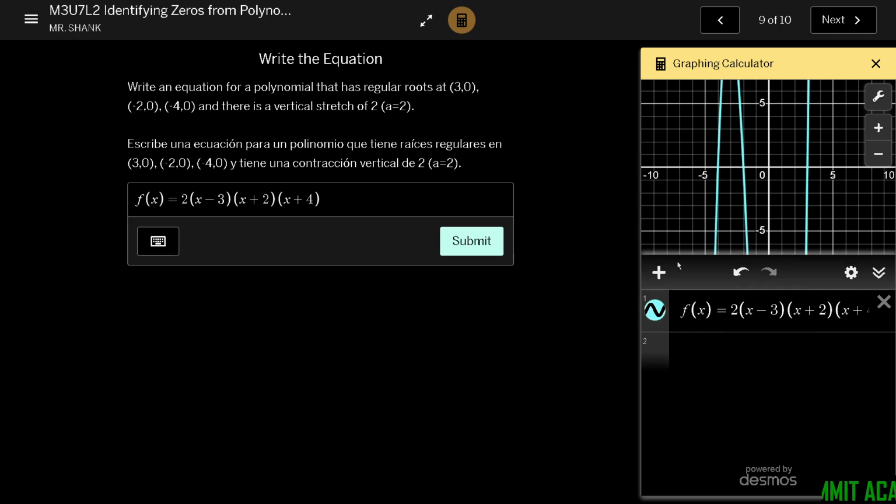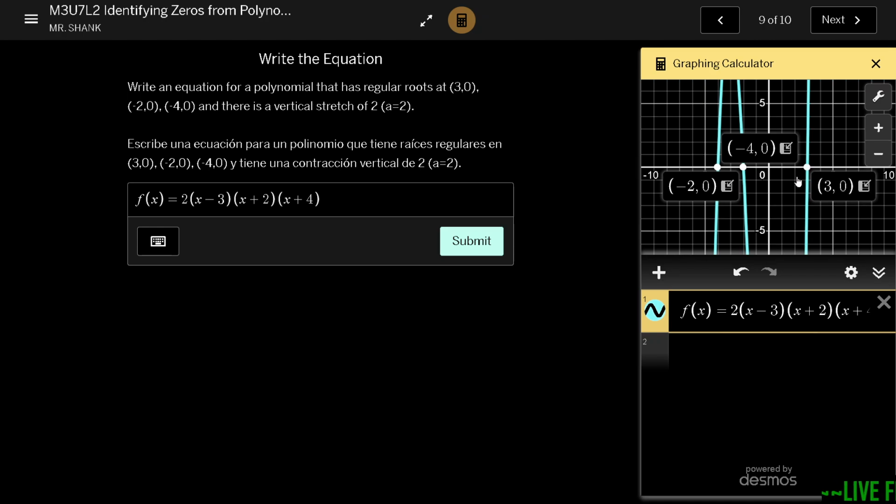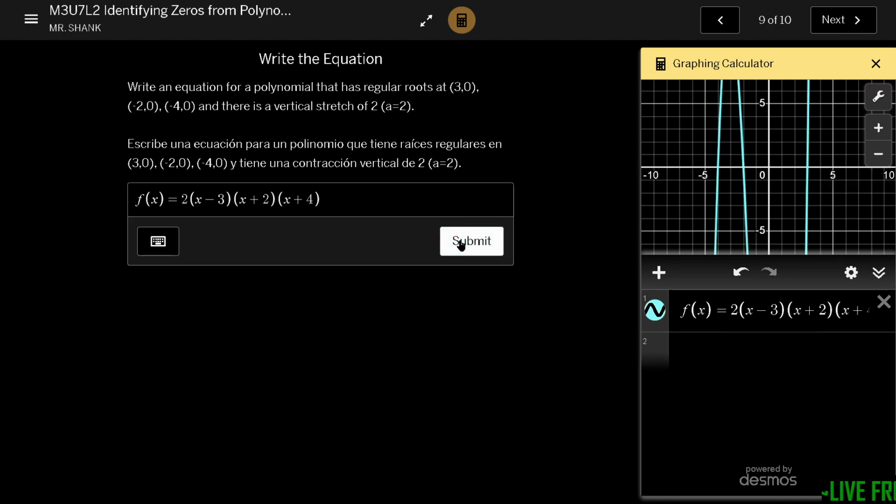Again, I have 2 at the front, so my function is slightly more skinny compared to your normal parent function. So let's make sure it goes through those 3 key points here. It goes through negative 4, 0, negative 2, 0, and 3, 0. And so I know I'm good, so I can hit submit on it. So make sure you graph it out and make sure it goes through those key points.